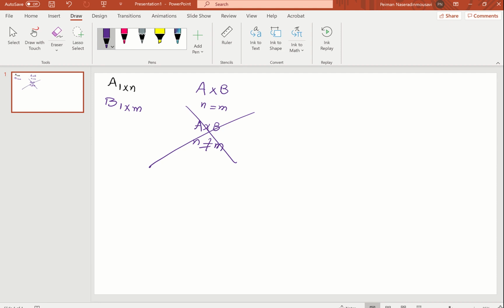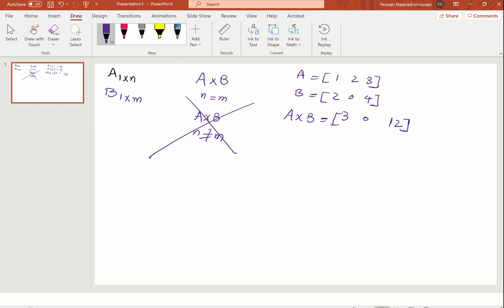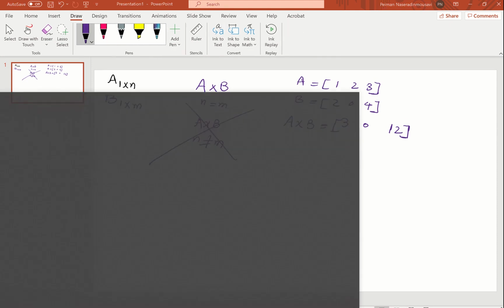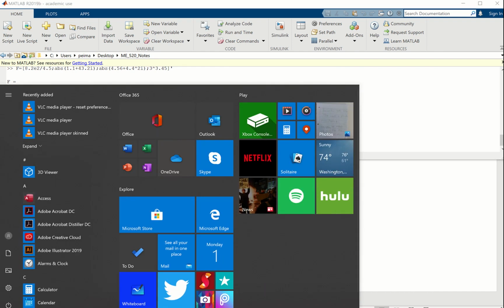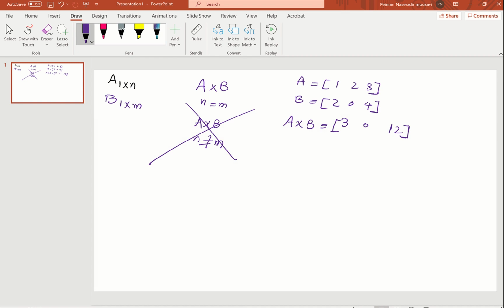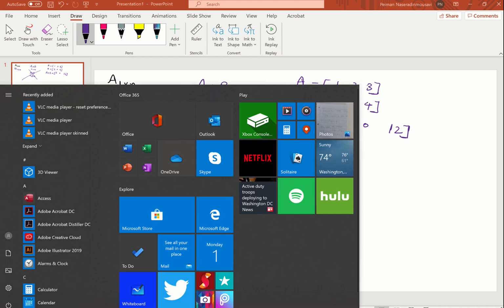That's right. For example, if your A is 1, 2, 3, and the B, I'm simplifying the concept, is 2, 0, 4. So A multiplied by B is going to be what? 2, 0, and 12. You got it? Look at here, guys. This is basic algebra from high school. So 1, 2, 3 and 2, 0, 4.